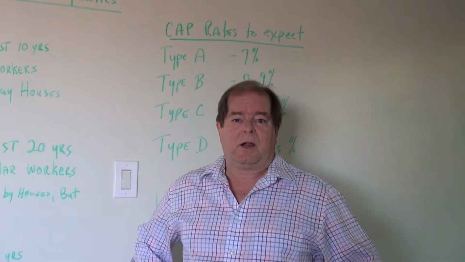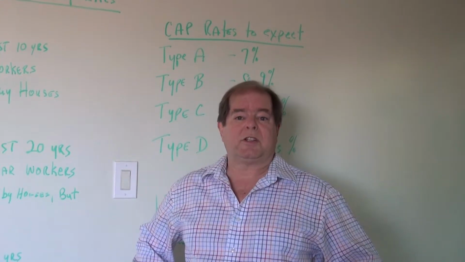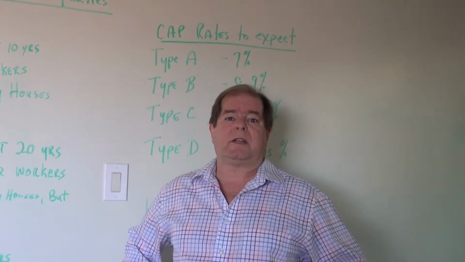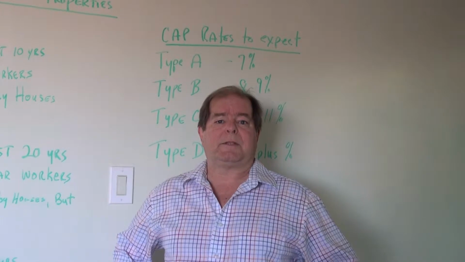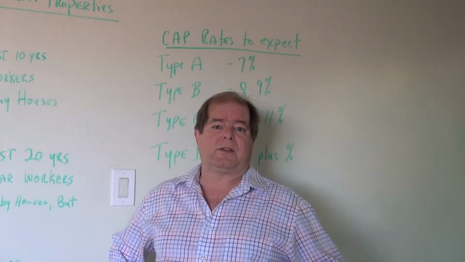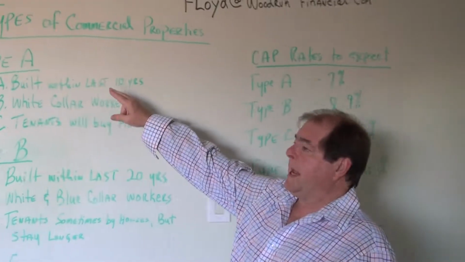I'm not going to talk about residential today, unless you're considering an apartment building as residential. I usually consider that commercial. Okay, we have basically four different types of buildings, and I'm going to point them out right now to you. And we have type A buildings.